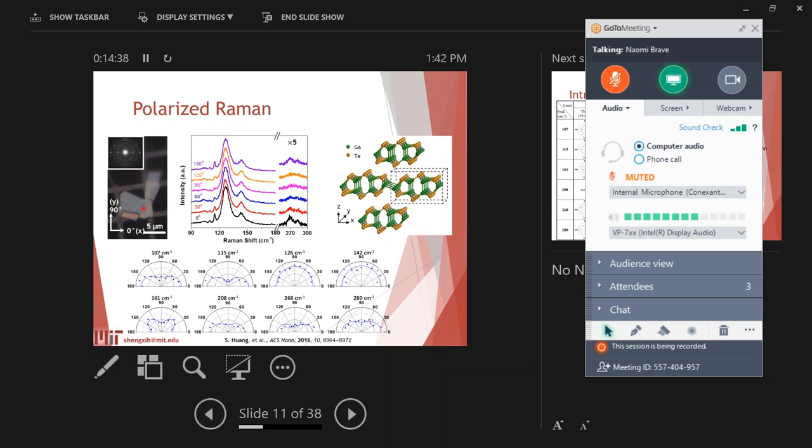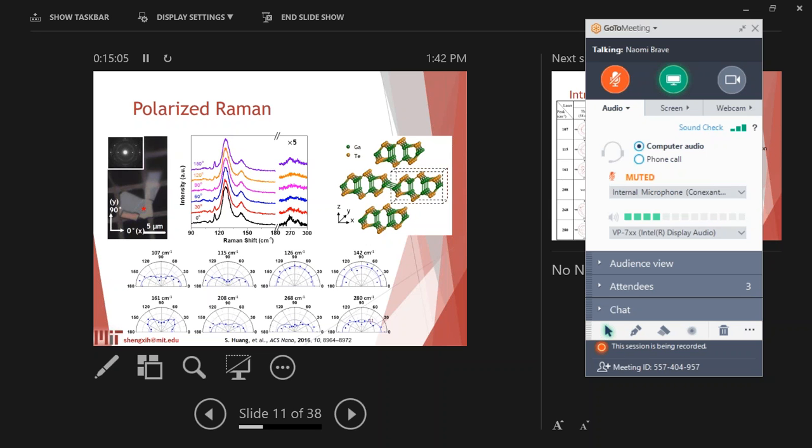So you can see this is 0. For example, for this 107 inverse centimeter Raman peak, we can see the highest intensity is along 0 degree, or it corresponds to the x-axis of the crystal. And the minimum intensity corresponds to 90 degree, or the y-axis. And for different modes, we can see their Raman anisotropy is different.